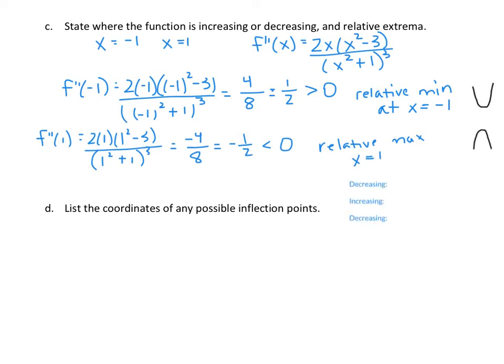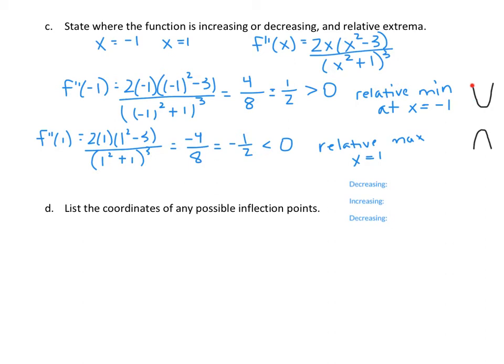So now to determine the intervals in which the function is increasing or decreasing, we can think about how these relative extrema divide the x-axis up into 3 intervals. Since we have 2 relative extrema, it divides it up into 3 intervals. With a relative minimum, our function is decreasing before we hit that relative minimum and then increasing after we hit that relative minimum.